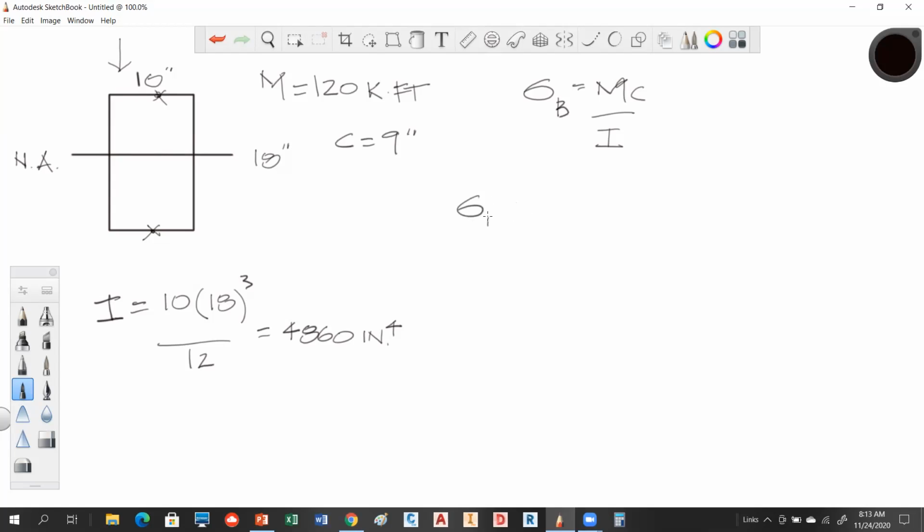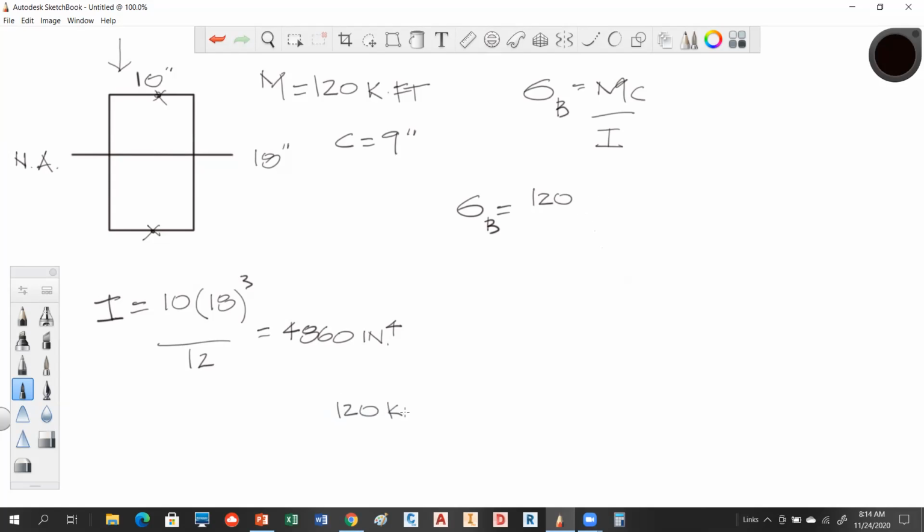Okay, so we can just plug this in, right? So the maximum bending stress is going to occur with the moment. The moment is 120 kip feet, but we got a unit mismatch because this is going to be in inches and this is inches to the fourth. So we need that in what? We don't want kip feet. We want kip what? Inches. Kip inches. So how do we convert that to kip inches? Divide by 12.